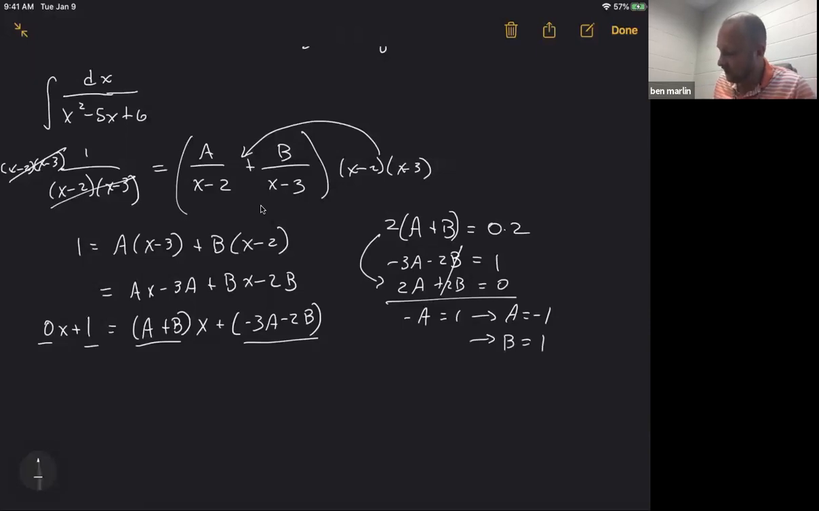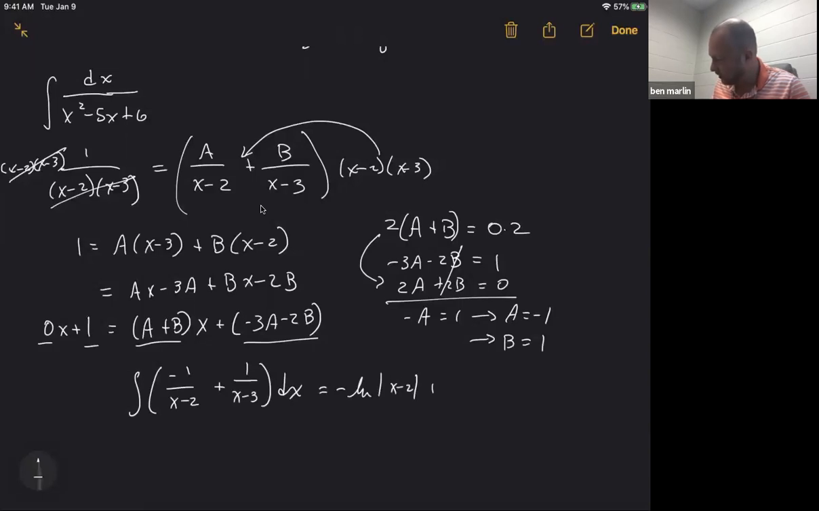Now, once I've got that, I can go back into my integration, write the integral of minus 1 over x minus 2 plus 1 over x minus 3 dx. We're doing a u substitution, but it's an easy u substitution. Negative log absolute value x minus 2 plus log absolute value x minus 3. What goes at the end? Plus c.